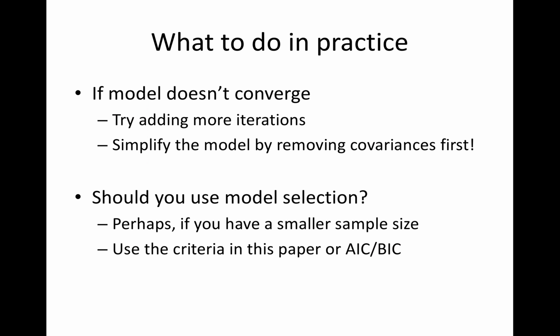So what should you do in practice? If your model doesn't converge, and this is in the Barr paper as well, you can try adding more iterations. Sometimes that helps. And you can simplify the model by removing the covariances first and working your way backwards. And should you use model selection? Perhaps if you have a smaller sample size. Obviously, if you have larger sample sizes and your models are converging, you're fine. Just use the maximal one. And you can use the criteria that they illustrated here, or AIC, BIC. So they used a likelihood ratio test, 0.2.